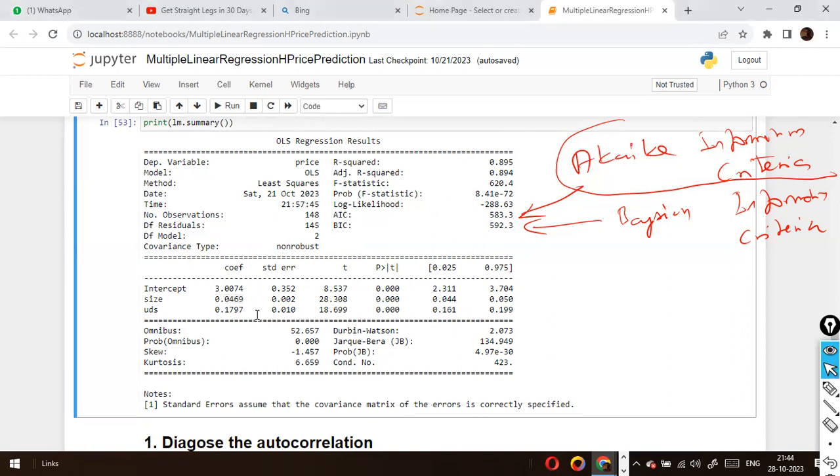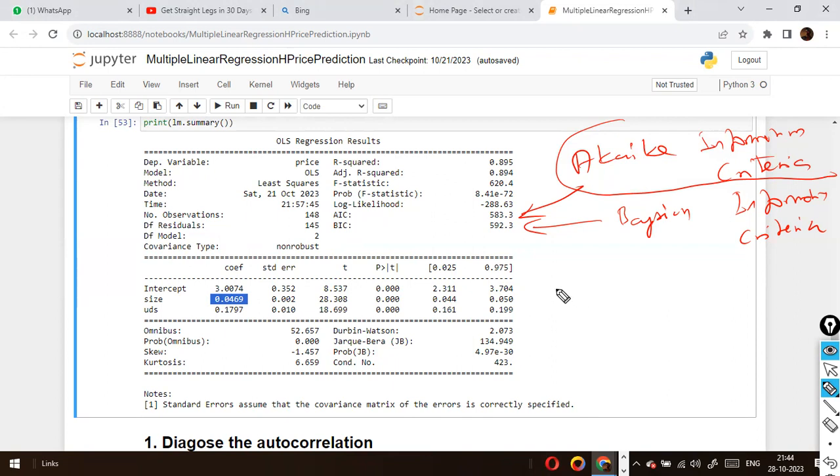Right? So what does this mean? No, it is not 0.05. This is not p-value, ma. This is coefficient. This is the slope value. The size is the slope and UDS is also another slope. Here it is not even a value, it gives us the slope.